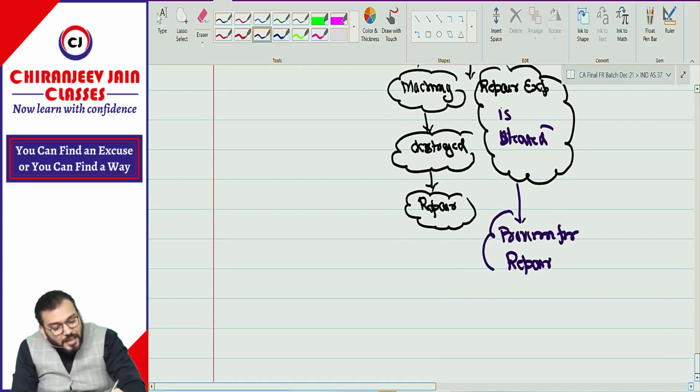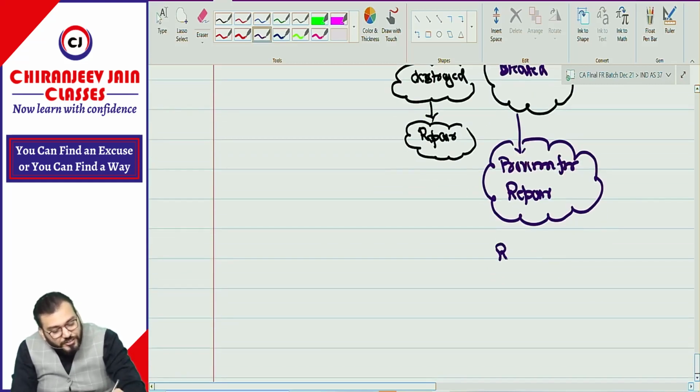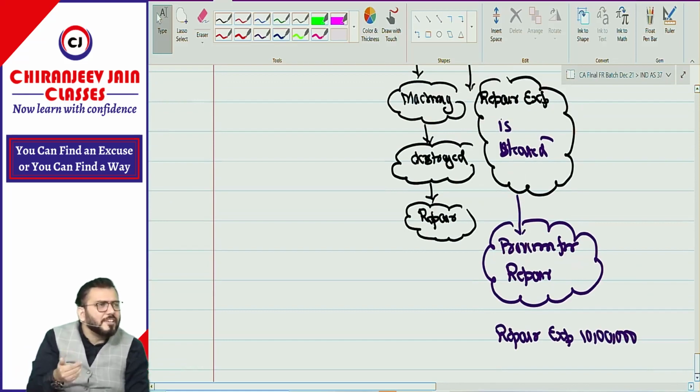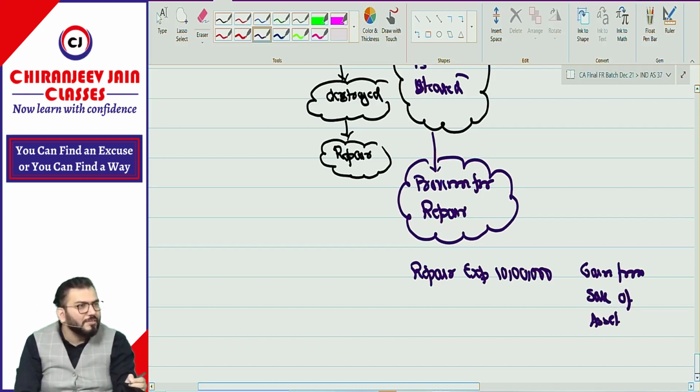Now one doubt will come. What is the doubt? If suppose repair expenditure is 10 lakh, and what management is thinking is that after repair they may sell the asset, and they may gain from sale of the asset. Yes or no? Are you getting what I am saying?